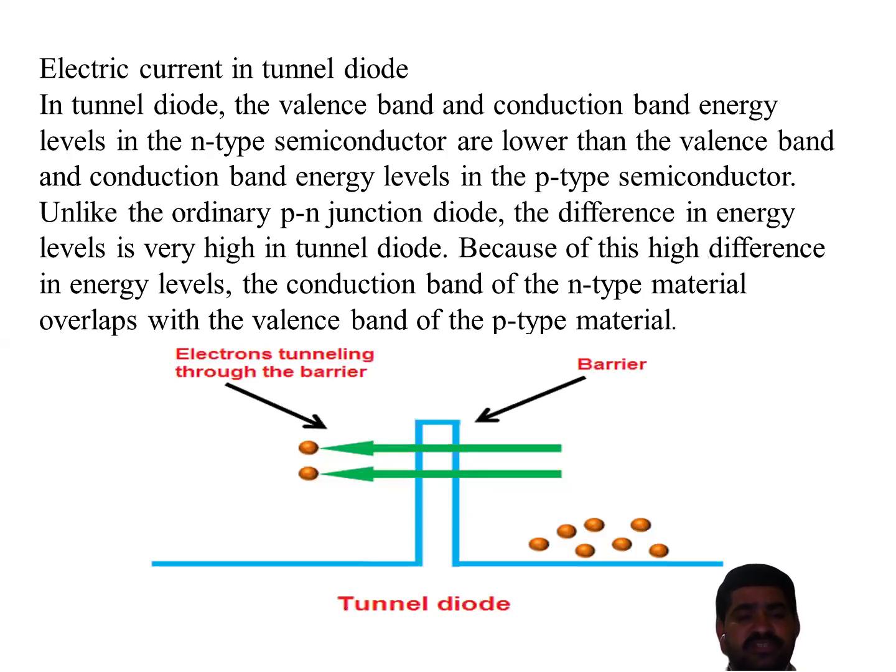In normal PN junction diodes, the difference in energy levels is very small. Unlike the ordinary PN junction diode, the difference in energy levels is very high in the tunnel diode. Because of this high difference in energy levels, the conduction band of the n-type material overlaps with the valence band of the p-type material.